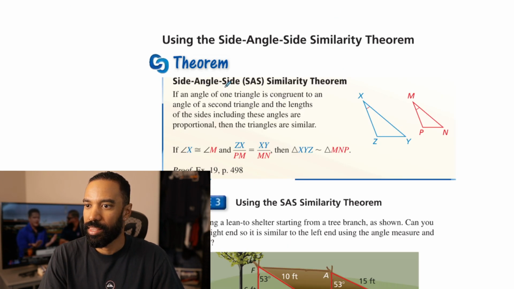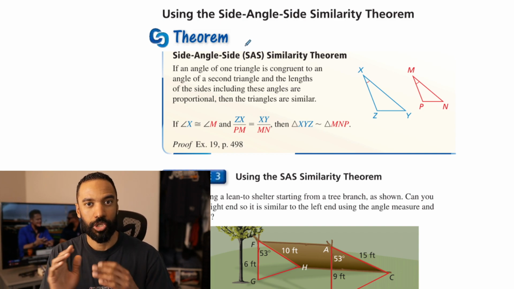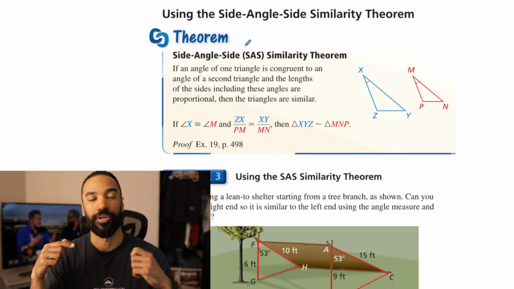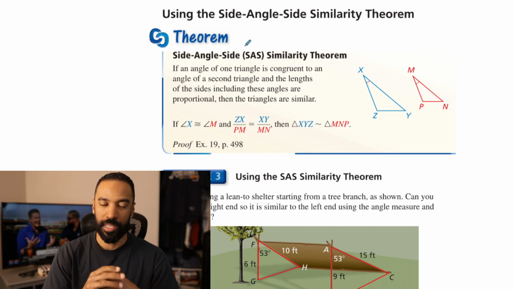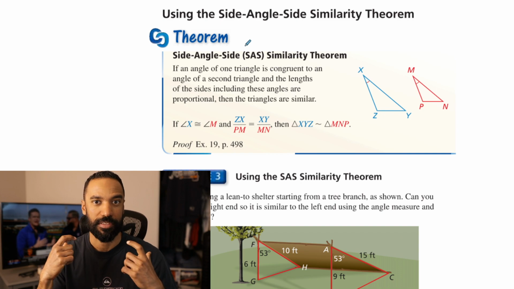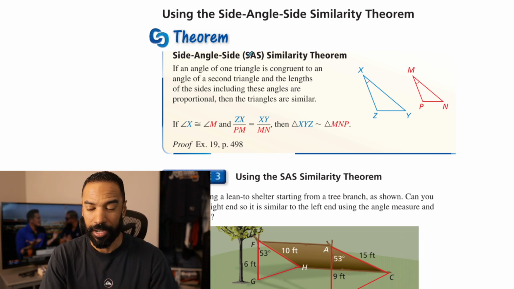Okay, and then the side angle side similarity theorem. It's like side angle side triangle congruence, where in the triangle congruence one, two sets of sides are congruent and the included angle, the one in between them, is congruent. Now in this one, two sets of sides are proportional with the included angle congruent, but you do need proportionality of the other two.